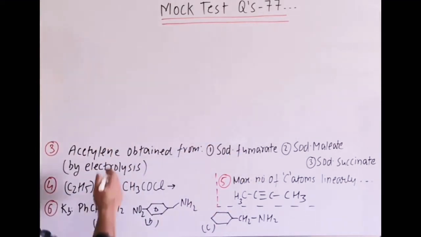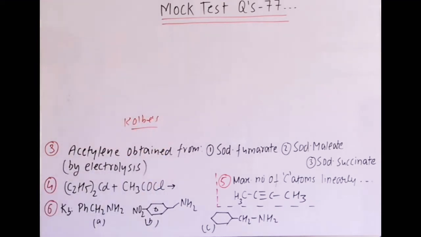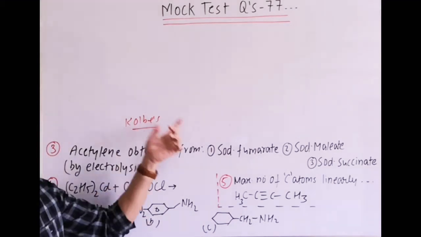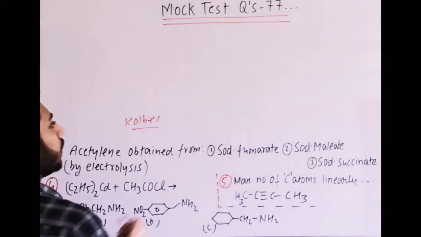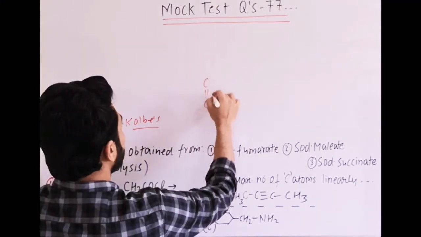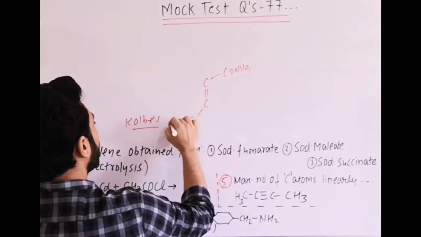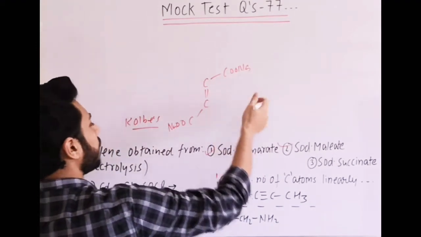Okay, acetylene obtained by electrolysis. Which method have we done in the notes? It is Kolbe electrolysis. It is covered in the alkanes video, also mentioned in alkenes, and also in alkynes. Sodium fumarate, it is from fumaric acid, right? Or we can take sodium maleate. One is trans, one is cis.